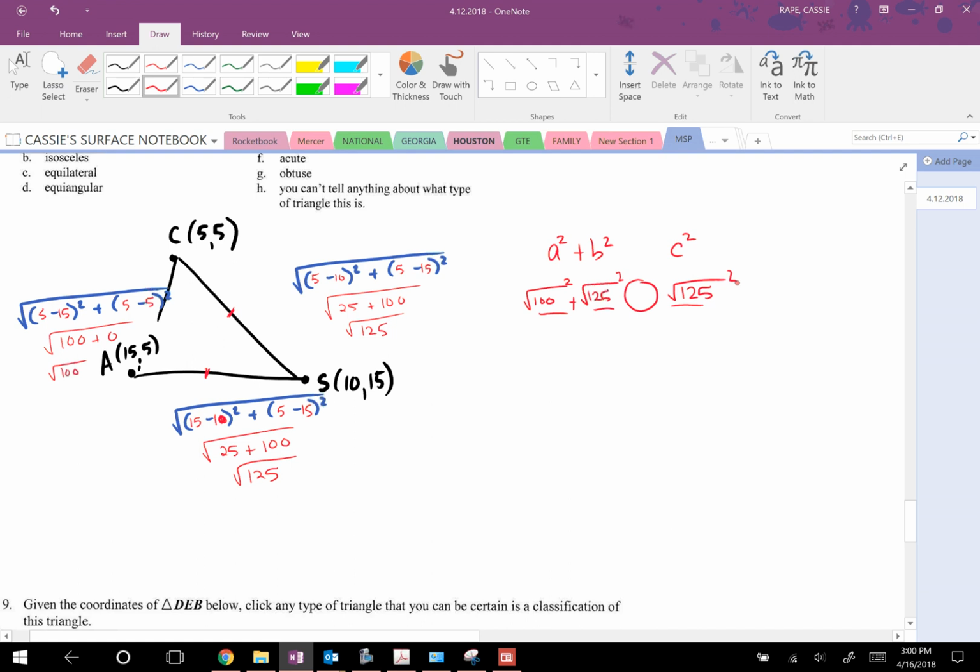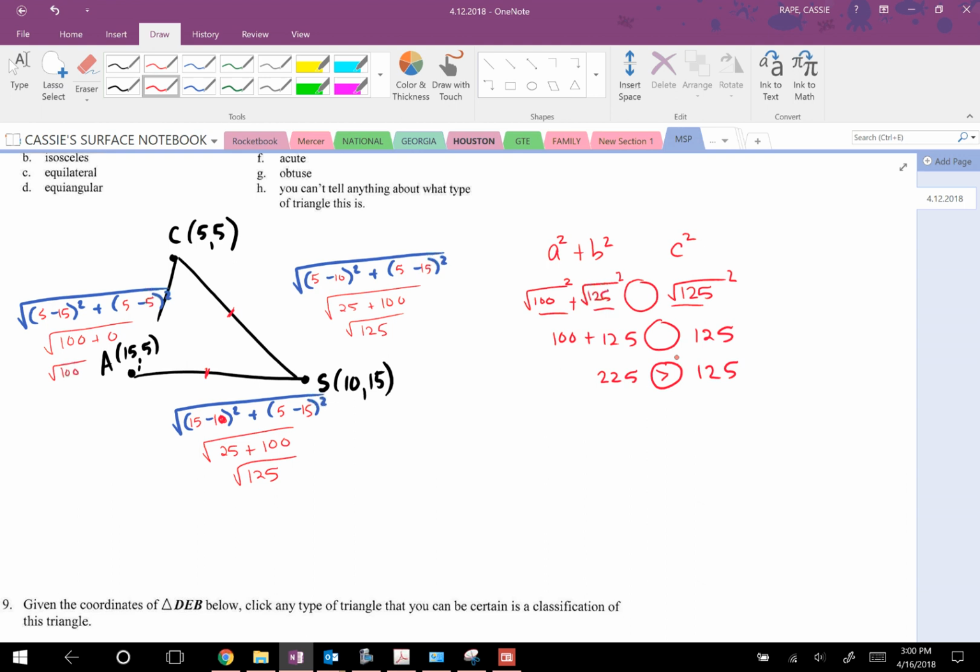So that ends up being 100 plus 125. You're comparing to 125. Okay, so 225. How does that compare to 125? 225 is bigger than 125. And remember, the question is, do I have an enormously long candidate for hypotenuse? And the answer is no.